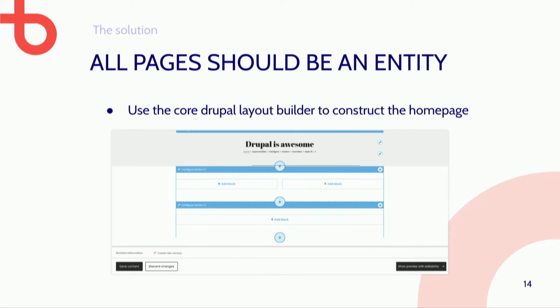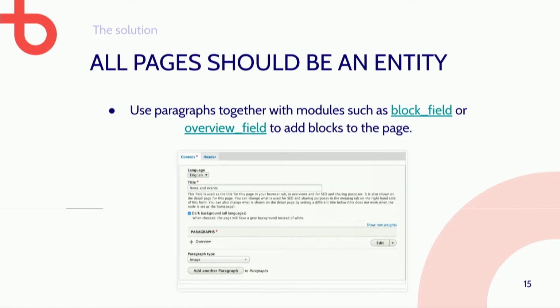If you don't like layout builder, there's of course also the other option, using paragraphs. The disadvantage of paragraphs is that you can't add blocks automatically, but with a simple module like block field or overview field, you can add the overview, the view page as a block, as a field to a paragraph, and yeah, you can just create a team member page as a page, and a client can edit the content and the SEO tags.